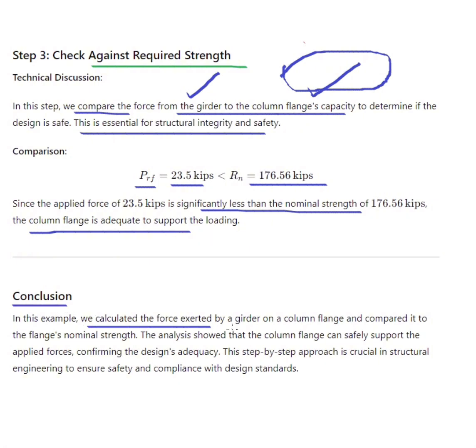Conclusion: in this example, we calculated the force exerted by the girder on the column flange and compared it to the flange nominal strength. The analysis showed that the column flange can safely support the applied forces. It confirms the design adequacy. This step-by-step approach is crucial in structural engineering to ensure safety and compliance with design standards.